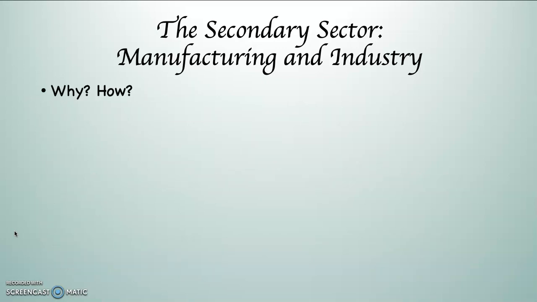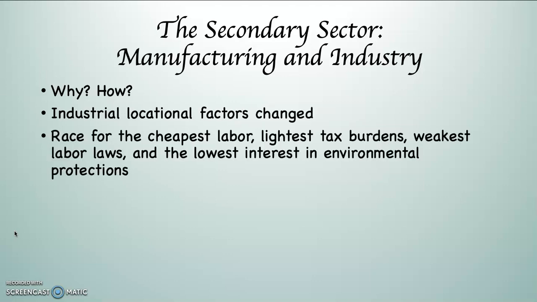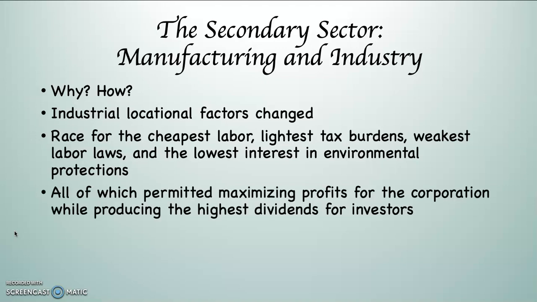Why? How? So why did this happen? How could this have happened? So in other words, how did the developed countries lose out to developing countries? Industrial locational factors kind of changed. It began to be a race for the cheapest labor, the lightest tax burdens, the weakest labor laws, and the lowest interest in environmental protections. Well, where was that going to be? All of which permitted maximizing profits for the corporation while producing the highest dividends for investors.